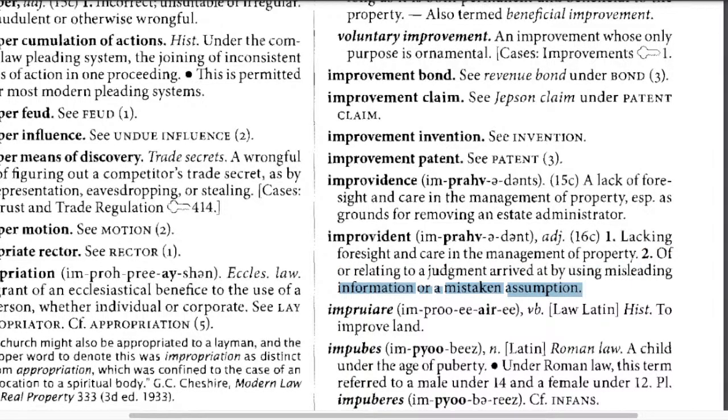So this is an interesting term here, isn't it? Improvident. Lacking foresight and care in the management of property. So it's not about people, it's about property. But then it's of or relating to a judgment arrived at by using misleading information or a mistaken assumption.